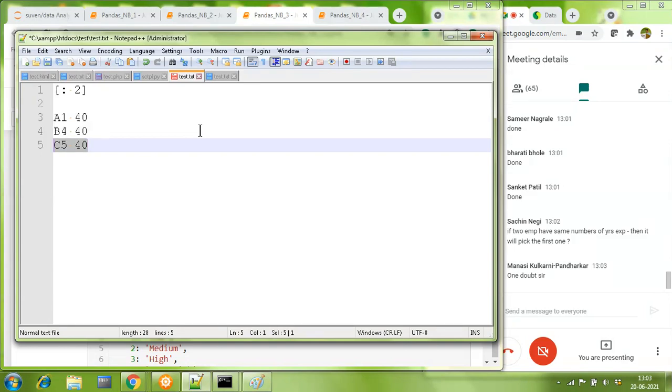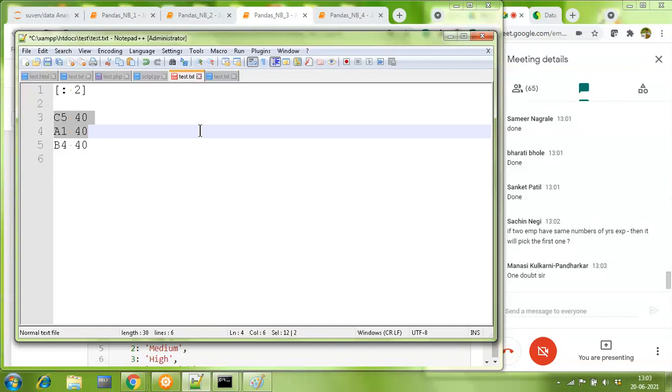So in the descending order, if C5 was coming earlier in the data set, then C5 will be coming first in the output also. Now out of this, you are slicing only two. So it will only pick up C5 and A1. It will skip B4. So it totally depends, Sachin, on how the records are coming in the original data set. Yeah, Mansi, you have a doubt? Over to you, Mansi.